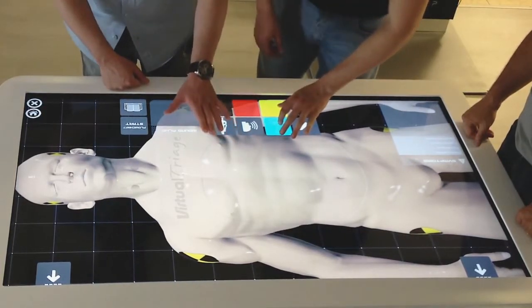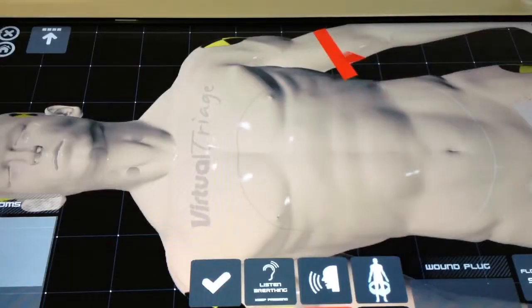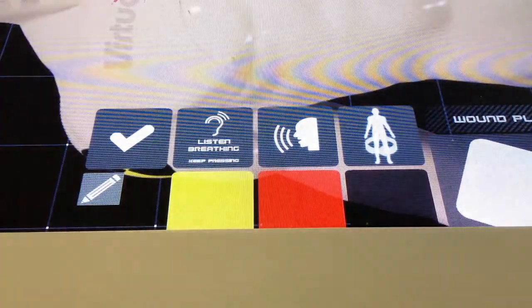If the patient begins to breathe after opening the airway or is breathing at a rate greater than 30 times per minute, mark the patient as immediate or red and move to the next patient.